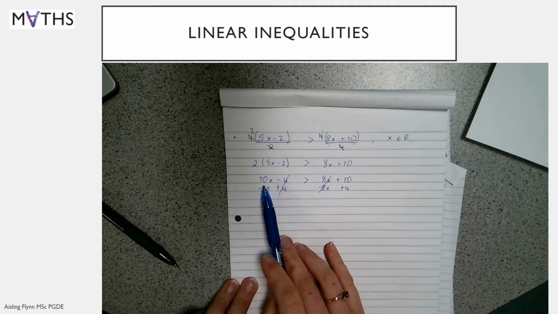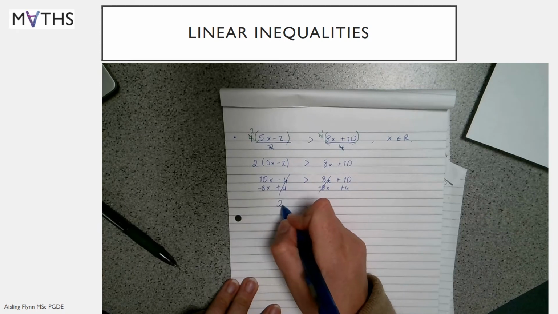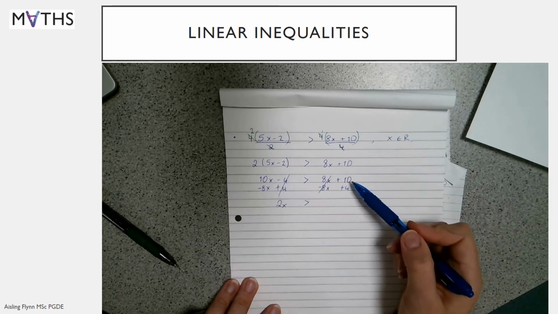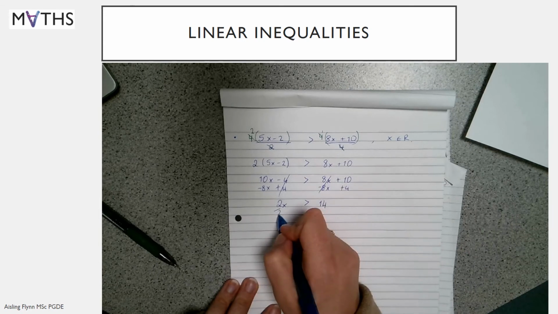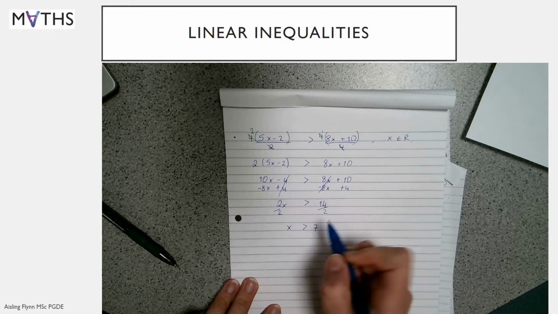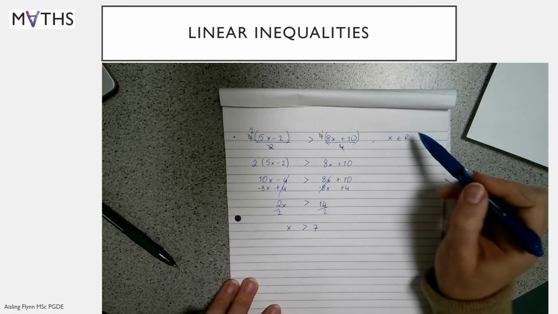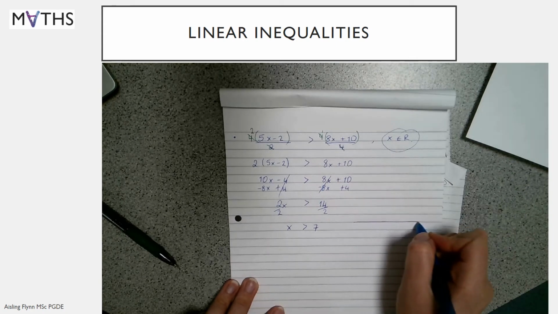And what do I have left? On the left I have 10x, take 8x, leaves me 2x, greater than 10 plus 4 is 14. So divide left and right by 2, and I get x is greater than 7. And an extra piece of information: x is an element of R. So what does it look like on the number line?